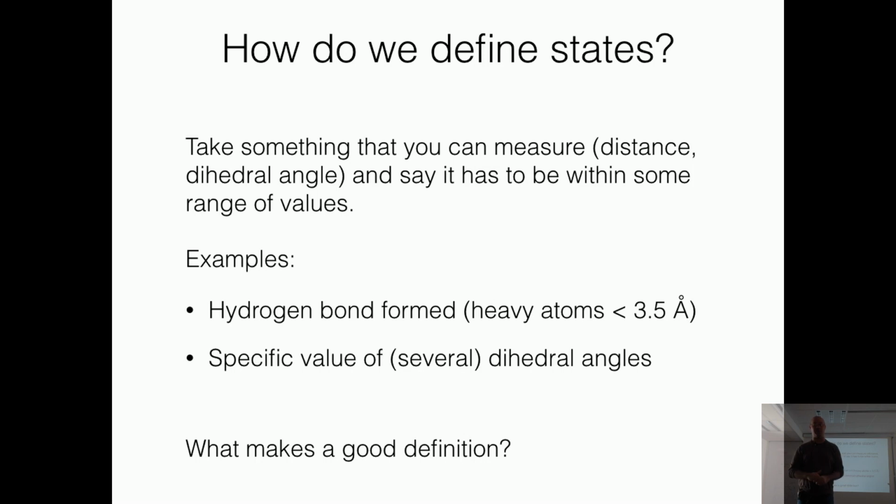So examples here are, maybe that certain hydrogen bonds are formed, which are defined in terms of a distance between two atoms. Or there are specific values of some dihedral angles that you're using, which is what we'll use in the example. What makes for a good state definition?